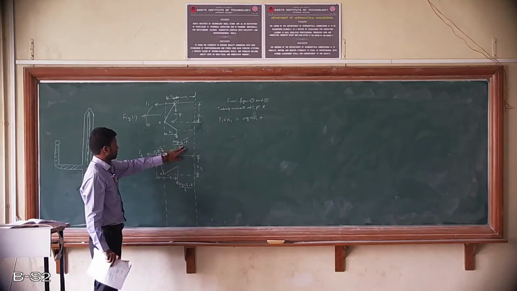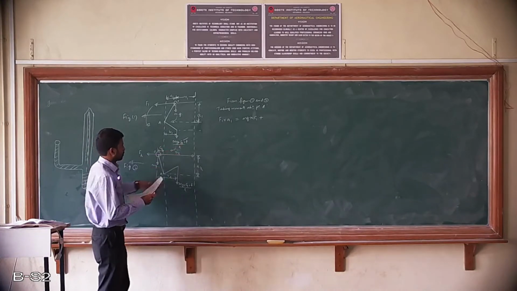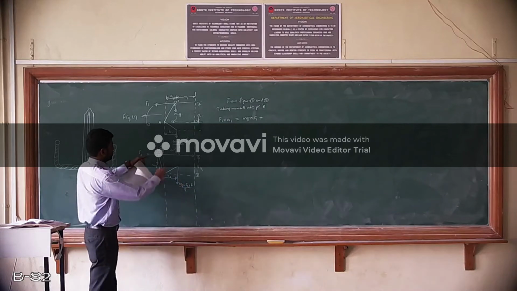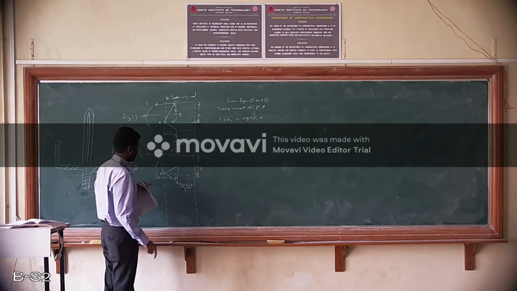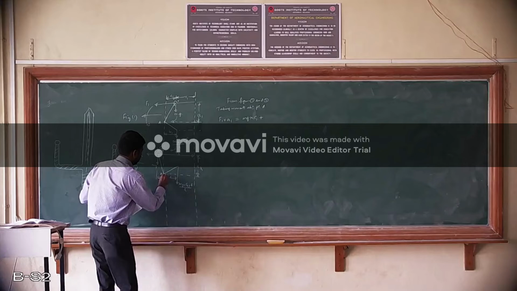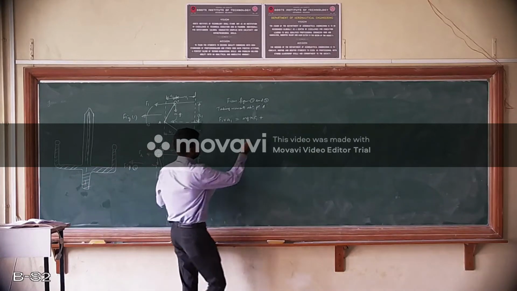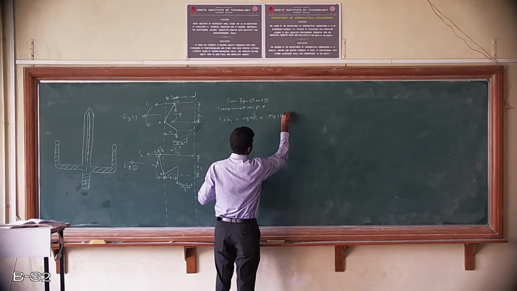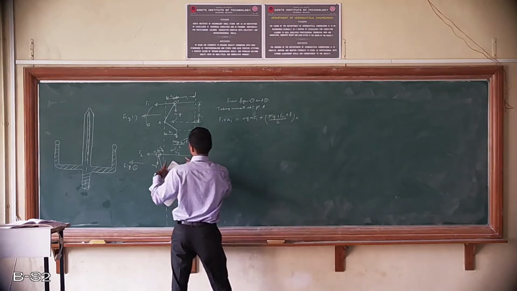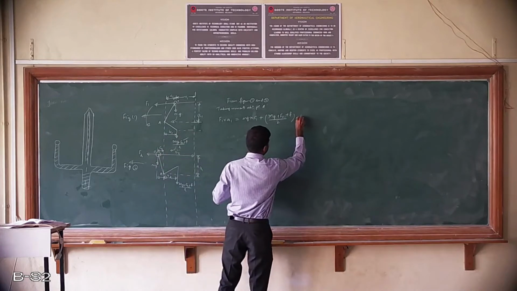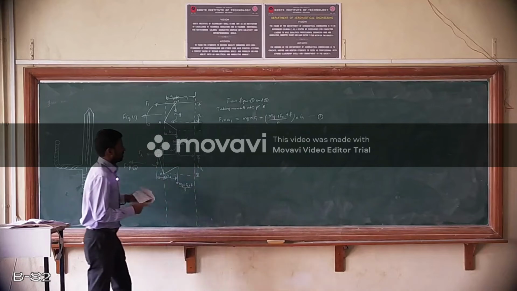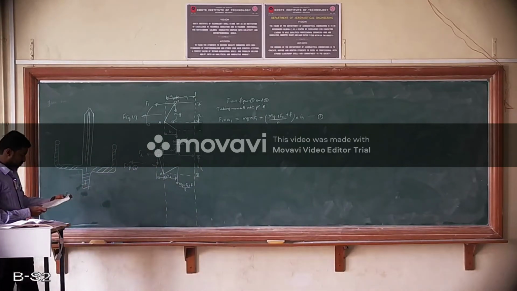mg plus fs plus f. So I will take it as fs1 and I will take it as fs2. mg plus fs1 plus f will be equal to mg plus fs1 plus f divided by 2 into the perpendicular distance is b1. I will call this as equation number 1.